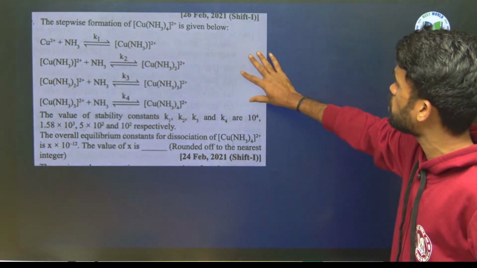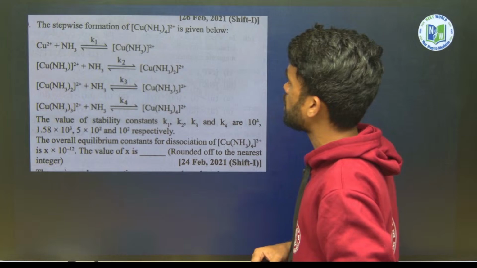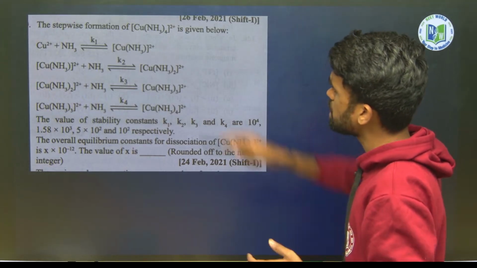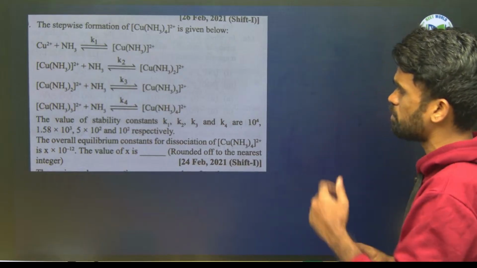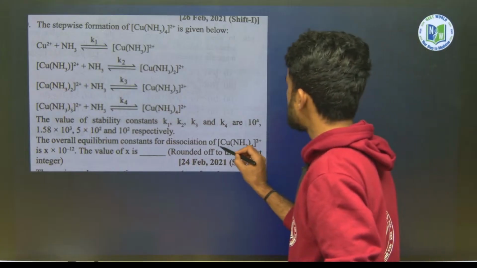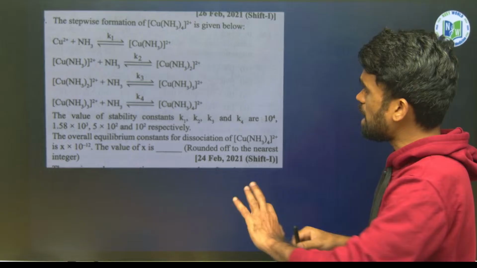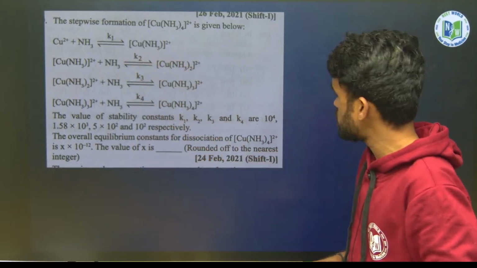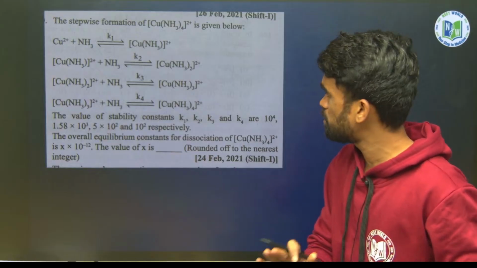So now we have one more PYQ here. The stepwise formation of copper complex here is given below. The values of stability constants K1, K2, K3, K4 are also mentioned. Then what is the overall equilibrium constant for dissociation of this complex? See, they have given the formation reaction and they are asking what is the dissociation constant for that particular complex formed in the reaction. Very simple, look here.